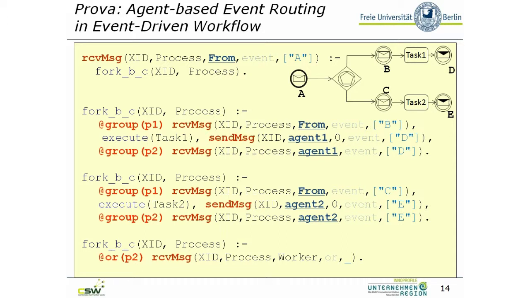So we can see the receiving of events D and E belong to the same reaction group P2, and P2 is an all reaction group, which means the arrival of either event D or E triggers the rest of the process to begin.